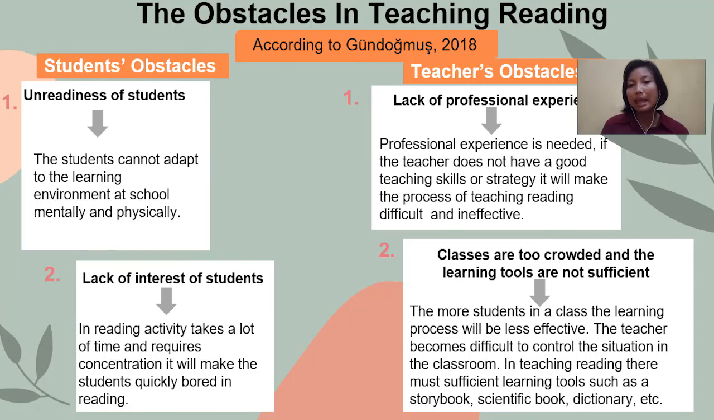And the second one is classes are too crowded and the learning tools are not sufficient. The quantity of the students in the class can affect the effectiveness of teaching reading. The more students in the class, the less effective the learning process will be, because the teacher cannot control the situation and condition in the class, and the material presented by the teacher also becomes less effective.